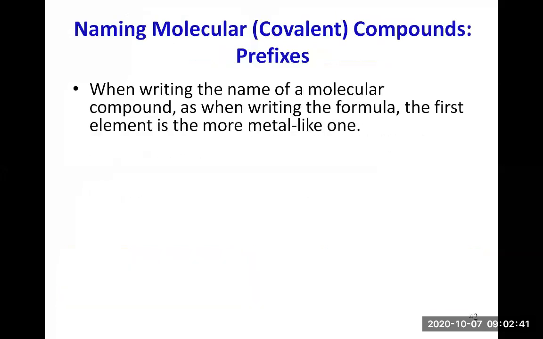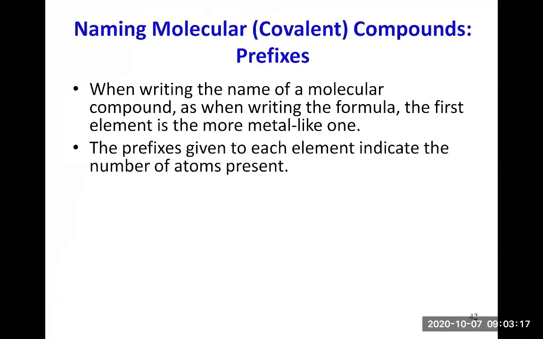So, naming molecular covalent compounds. When writing the name of a molecular compound, or when writing the formula, the first element is the more metal-like one. In ionic compounds, it was always the positive ion. But here, there are no positive or negative ions. It's all nonmetals. So the way to know which one goes first in the formula is that the more metallic one will be first in the formula.